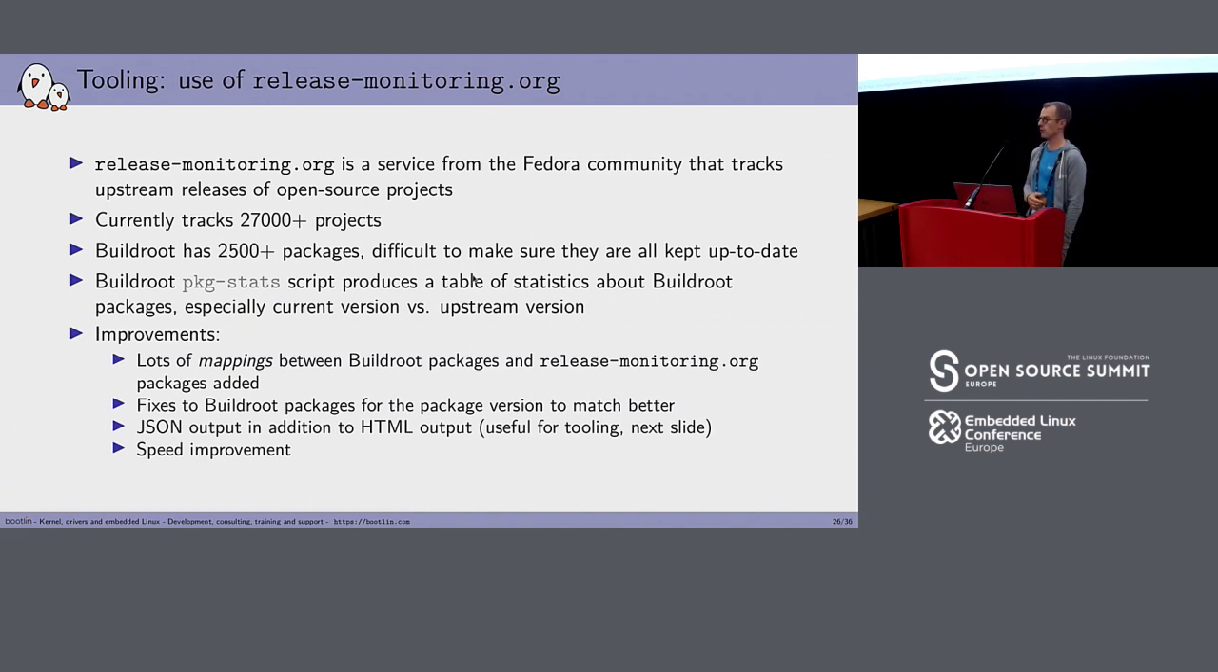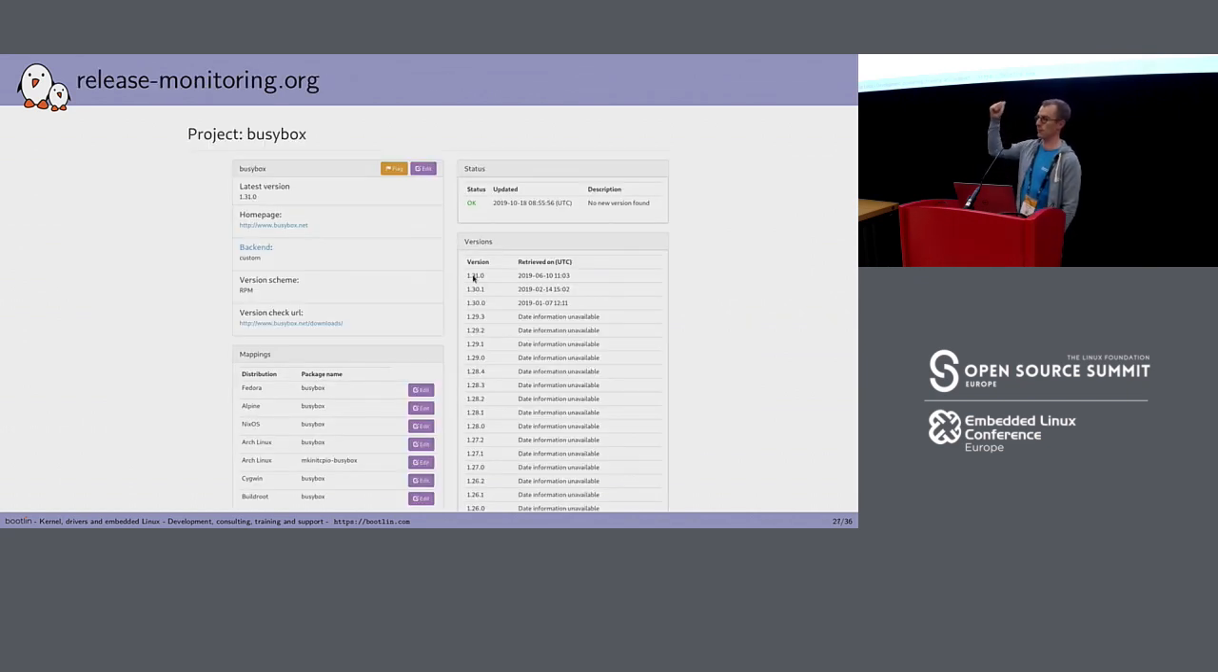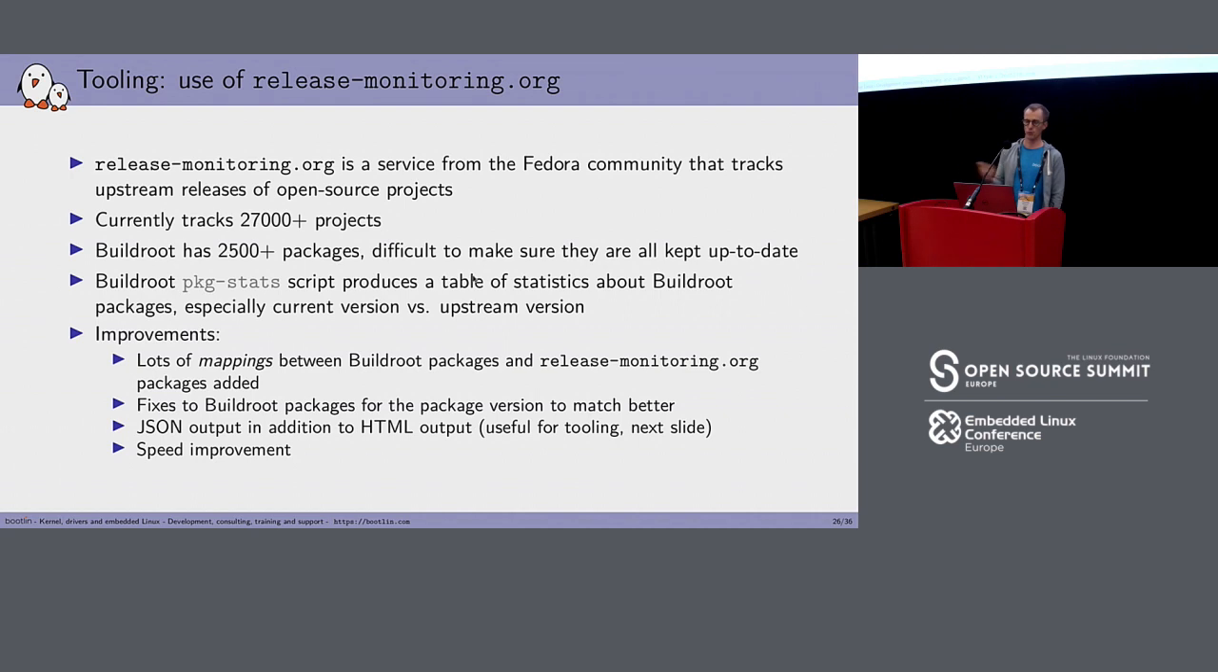So releasemonitoring.org is a website from the Fedora community that tracks upstream releases of open source projects. So it looks like this for the BusyBox project. They know BusyBox is hosted there, and they regularly poll their HTTP site to know when new releases are made. And they provide an HTTP API we can query to know what is the latest version of BusyBox available. So it tracks 27,000 projects, and Buildroot has, of course, a lot less. But even with 2,500 packages that we maintain, it's difficult to keep all of them up to date.